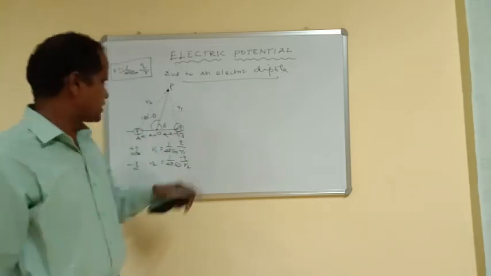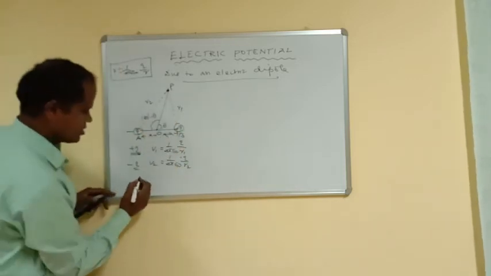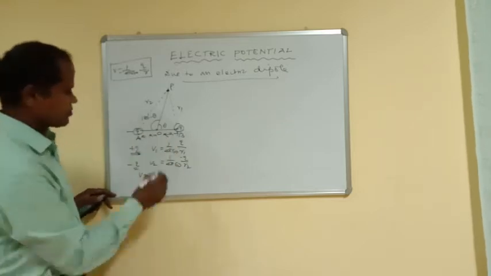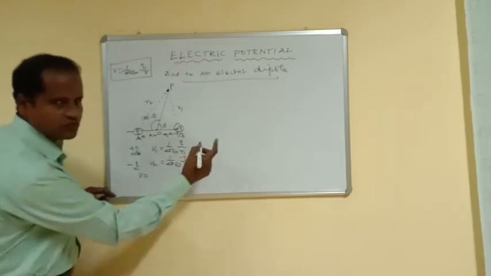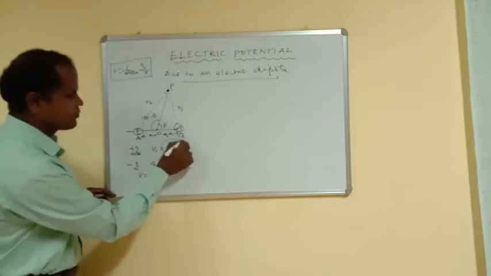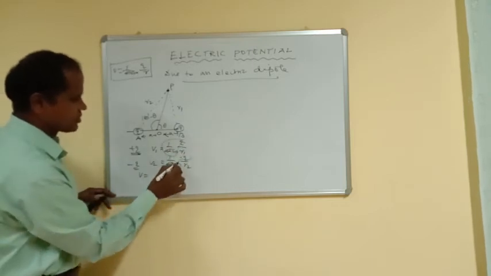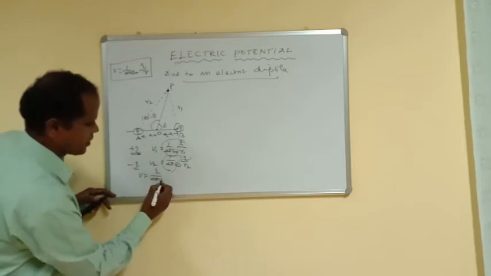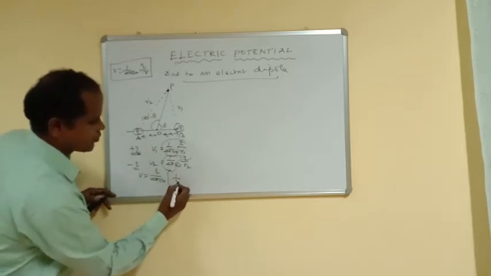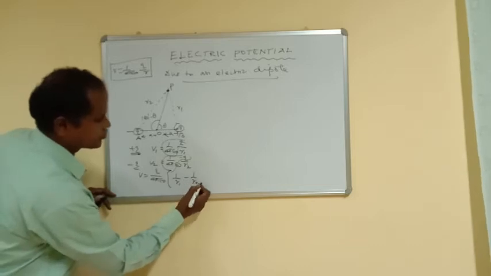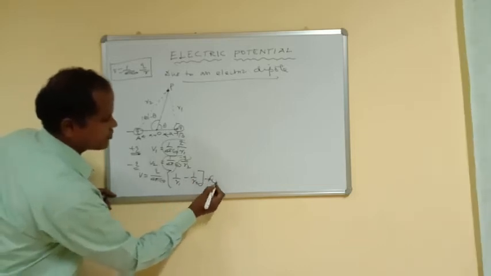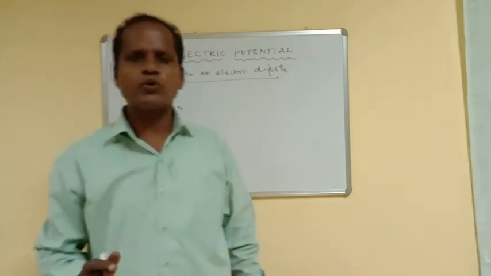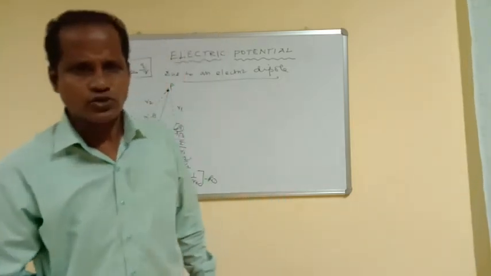Next, what's the total potential? The total potential is the sum of these two, that is V1 plus V2. Here q by 4 pi epsilon 0 is common, so you can take q by 4 pi epsilon 0 times 1 by R1 minus 1 by R2. This is equation number 1. Our purpose is to find the 1 by R1 value and the 1 by R2 value.